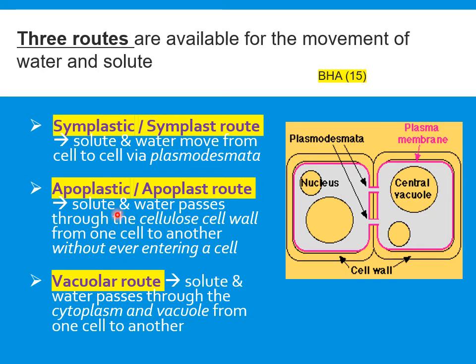And then we also have the apoplast route, whereby the solute and water pass through where? Through the cellulose cell wall, right? So from one cell to another cell without entering the cell itself. Okay, right? And lastly, we have the vacuolar route, whereby water and solute pass through the cytoplasm and the vacuole from one cell to another. These are all just for you to go through.